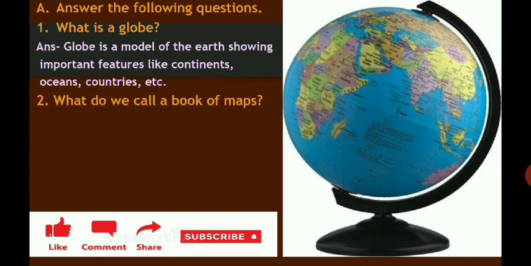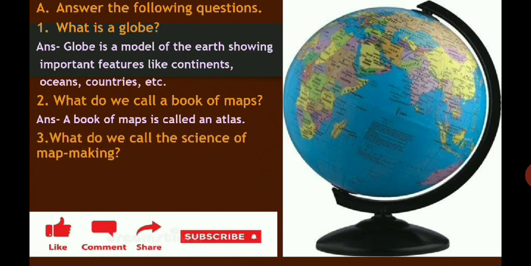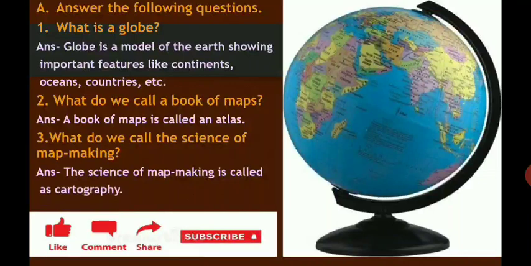So the next question is, what do we call a book of maps? The answer is, a book of maps is called an atlas. Maybe you also have an atlas with you. The next question is, what do we call the science of map making? So students, map making is also a science, but don't think that it is a science like your chemical reactions or anything. It is a map making skill. The science of map making is called cartography.